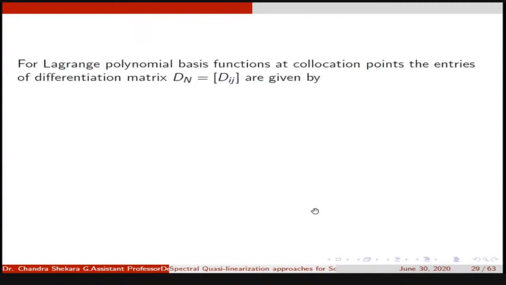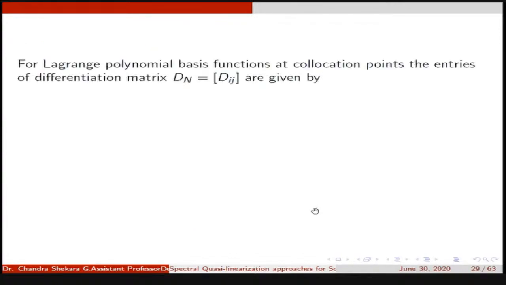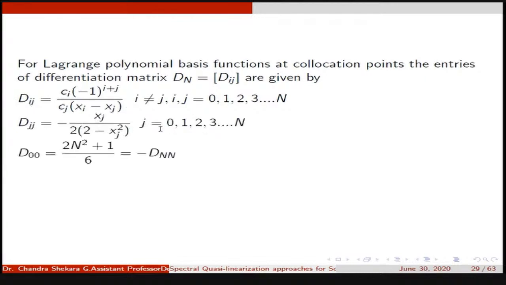Now, how to write this D matrix, or Chebyshev differentiation matrix, entries in general. These are the entries of this Chebyshev matrix. Off diagonal elements are given like this, and diagonal elements are given by this expression, and the first element on the diagonal and the last element on the diagonal are given by this expression. Here Cj is given like this.